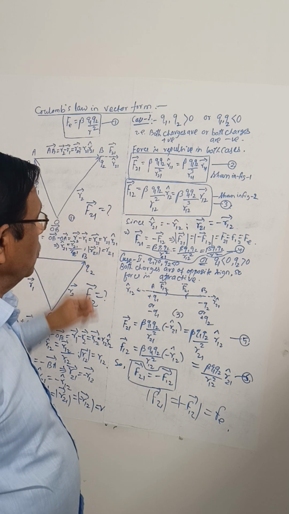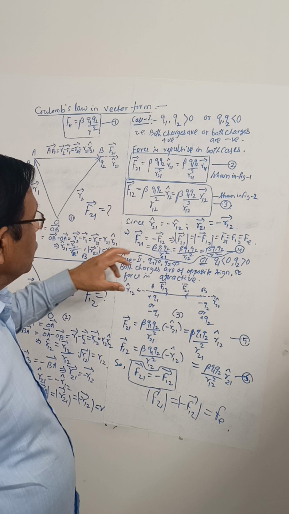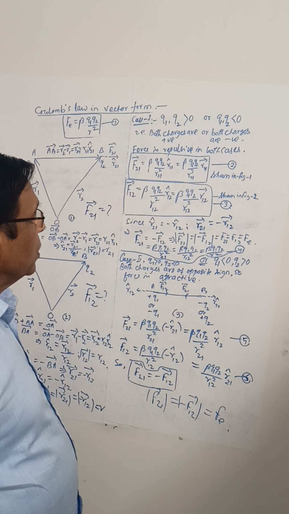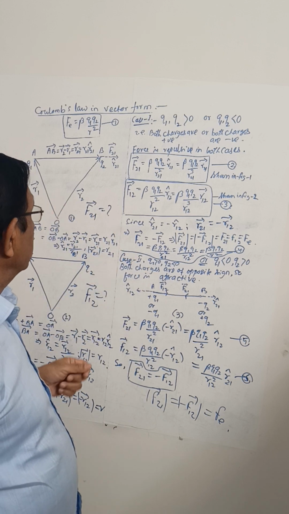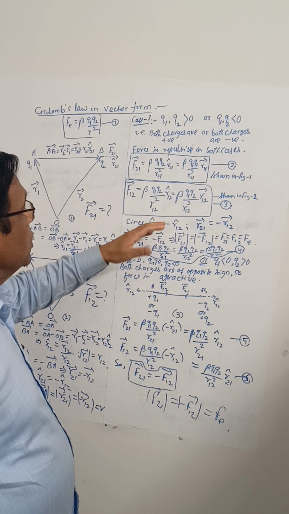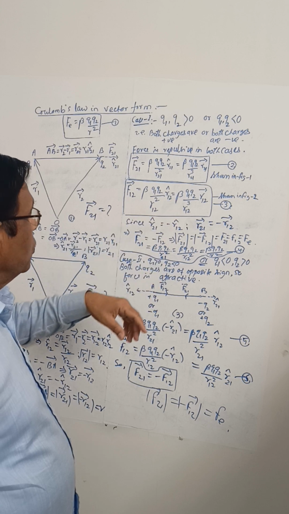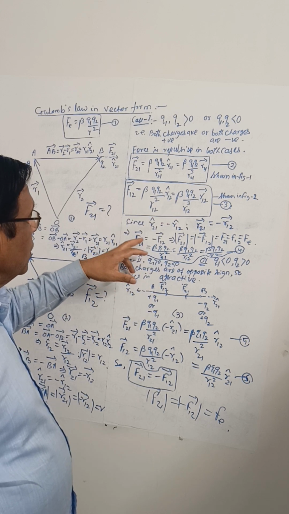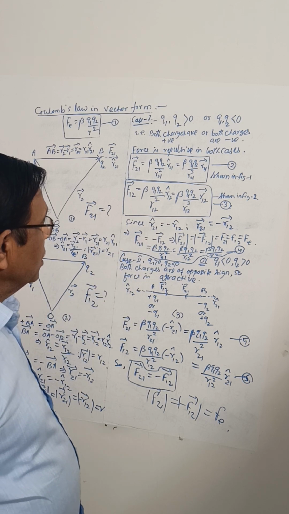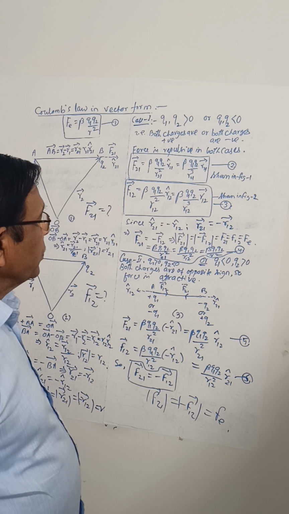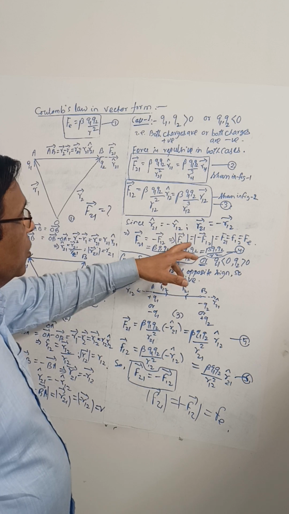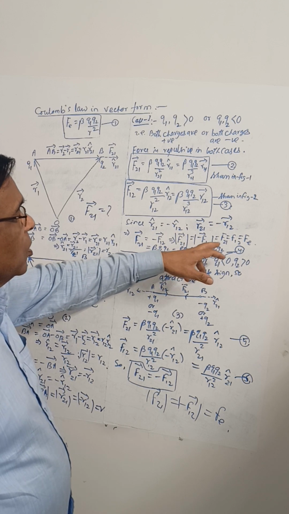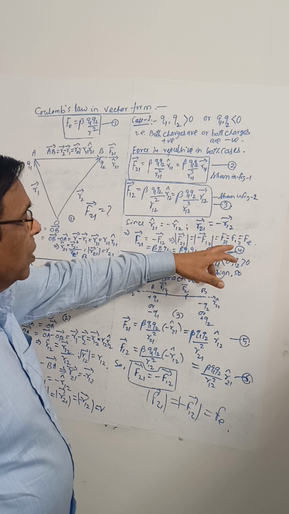This is shown in figure 2. Now, since r21 cap is equal to minus r12 cap, or r21 vector is equal to minus r12 vector, because they are in opposite direction as shown in the diagram. So using the relations in equations 2 and 3, we have f21 vector is equal to minus f12 vector, which implies the mod of f21 vector is equal to the mod of f12 vector, which is equal to f_e.